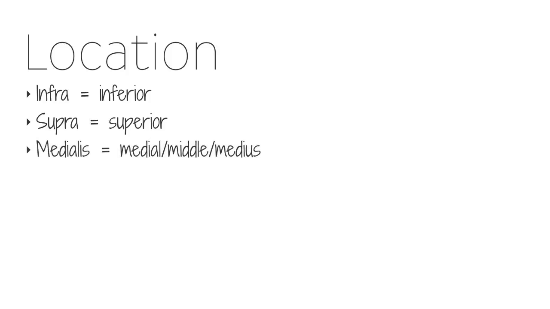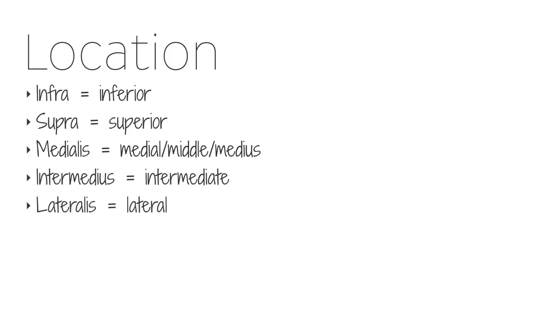Some muscles also derive their names after their position or location in reference to a similar muscle, and in that case, the following terms would be used. Infra or inferior, meaning below or more caudally situated. Supra or superior, meaning above or more cranially situated. Medialis, medial, middle or medius, meaning in the middle or closer to the midline. Intermedius, meaning intermediate. And lateralis or lateral, meaning to the side or away from the midline.